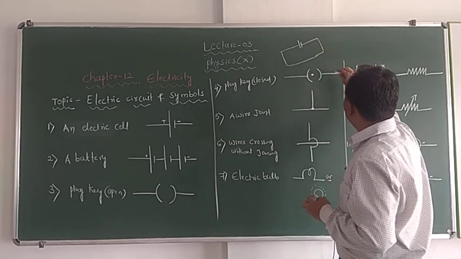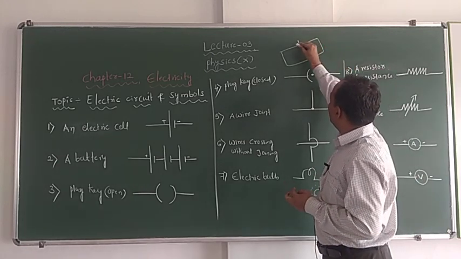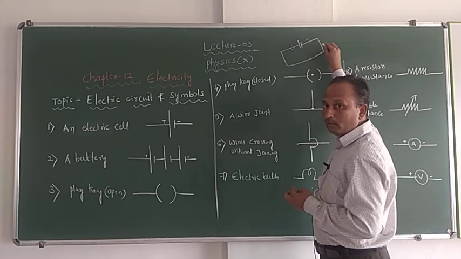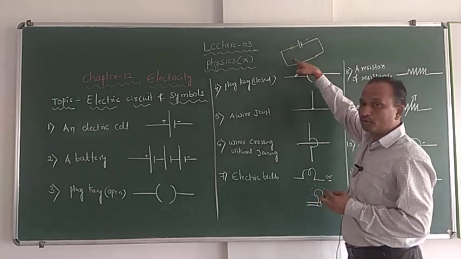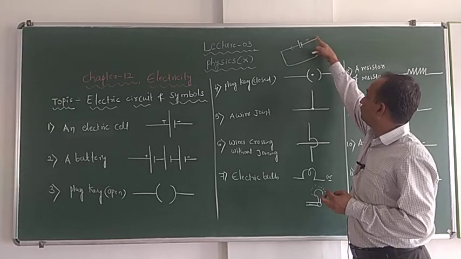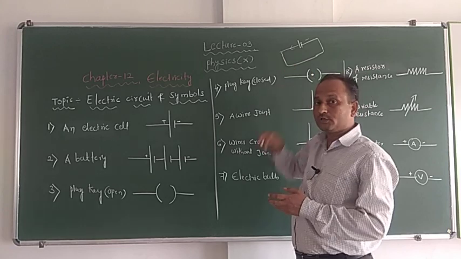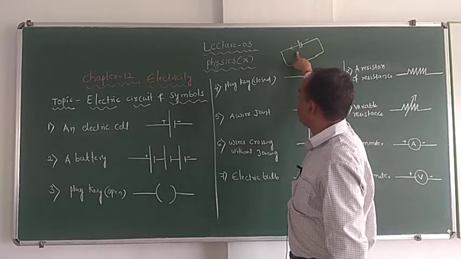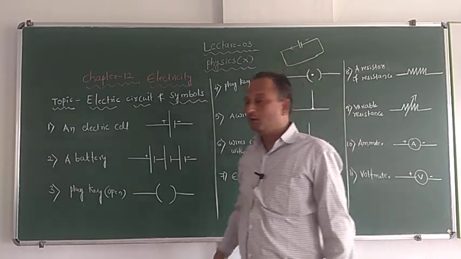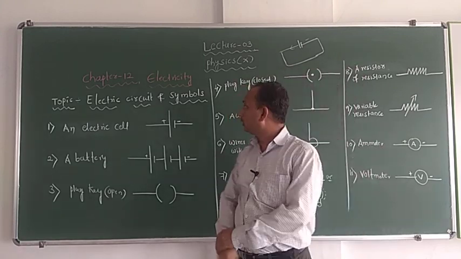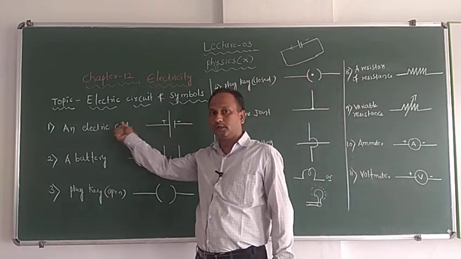Here, the current will always flow from the positive to the negative terminal, whereas the electrons will flow from negative to positive. So the conventional flow of current is always opposite to the flow of electrons, we can say. Now in this one we'll come to the various symbols of the electrical circuit.